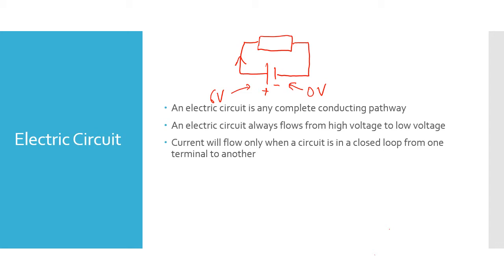Current will only flow when a circuit is in a closed loop from one terminal to the other. So in the example I've shown you up the top, you can see it connects all the way from the start to the end with no breaks in between, and that way this current will actually flow.